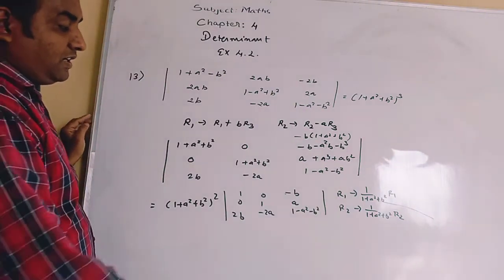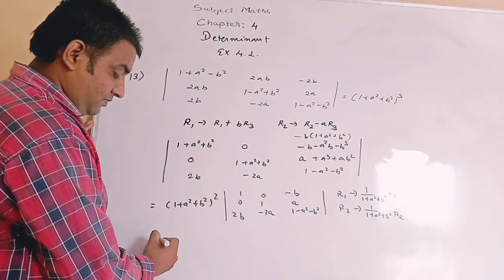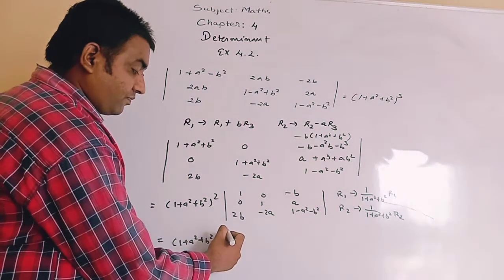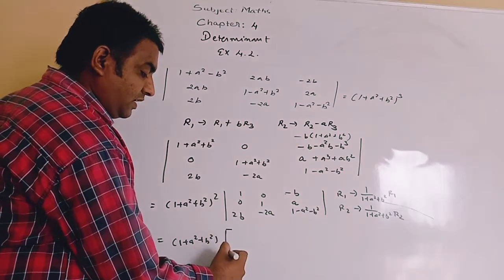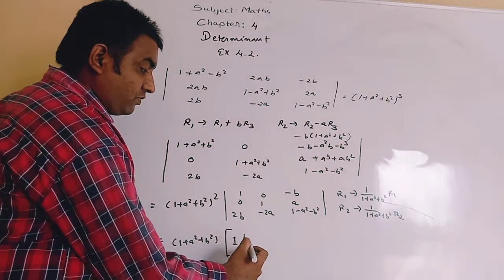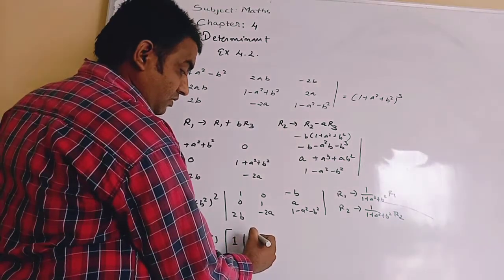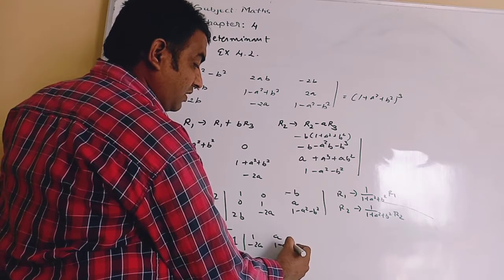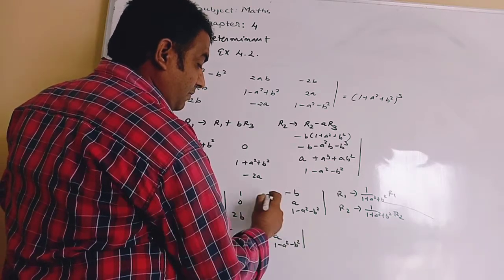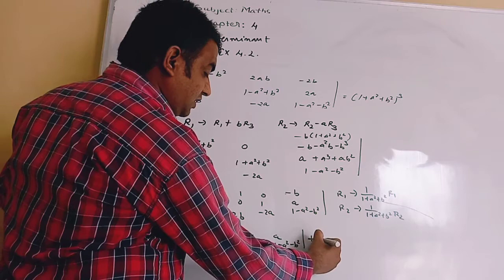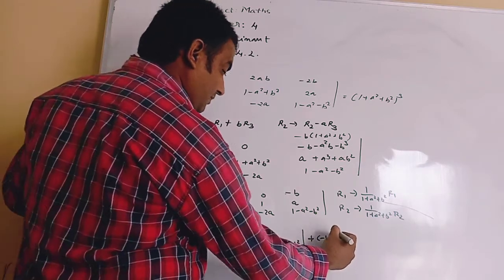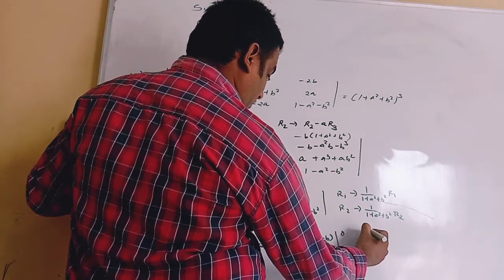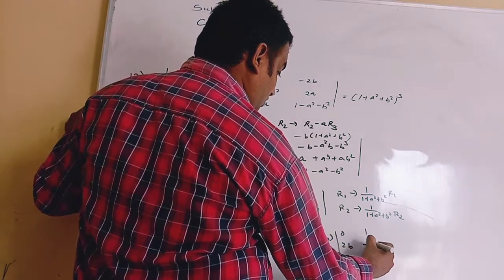Now again we expand this one, and it is (1 + a² + b²), and we expand it, and 1 into (1 − a² − b²) − (−2a)(a), then it becomes a plus, into −b, into 0 1 to 2b, −2a.